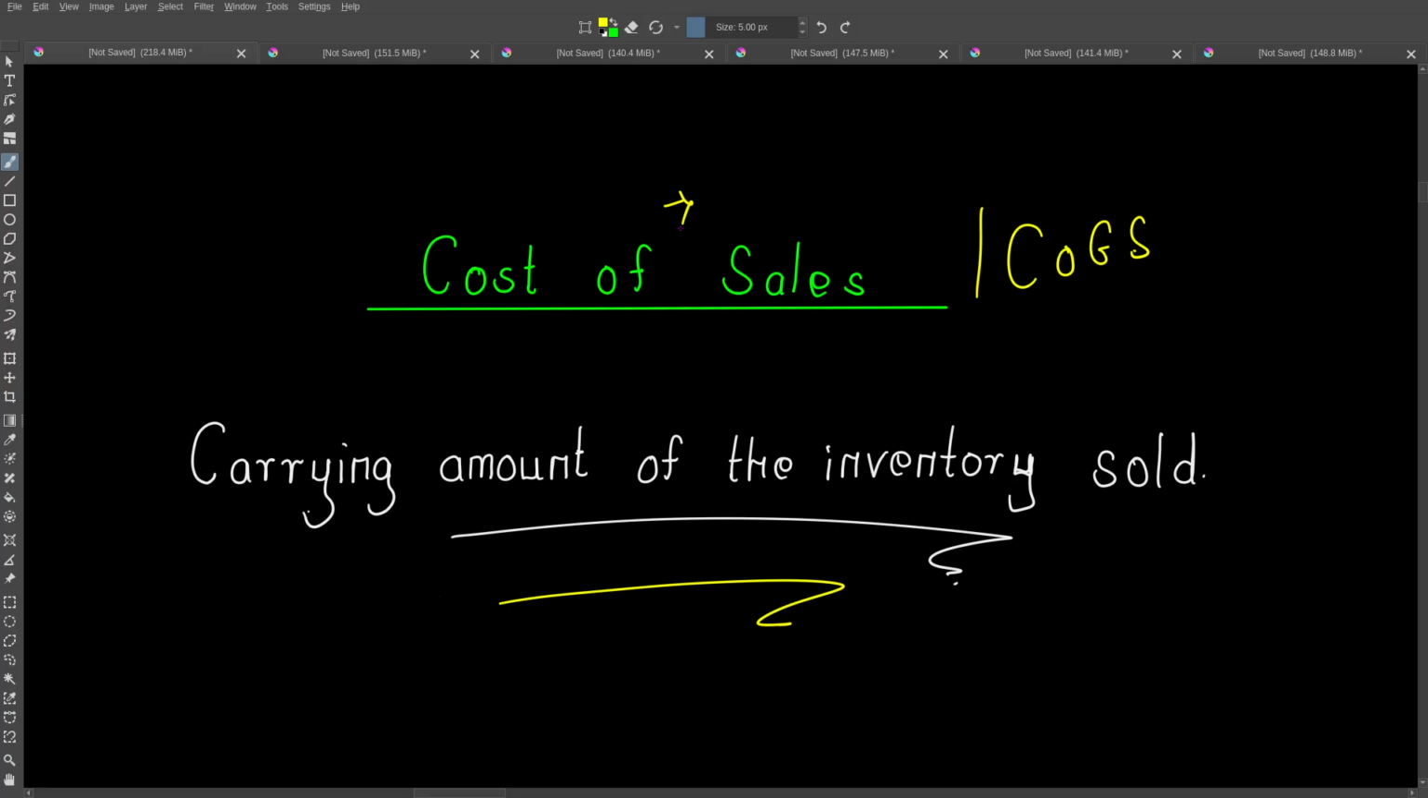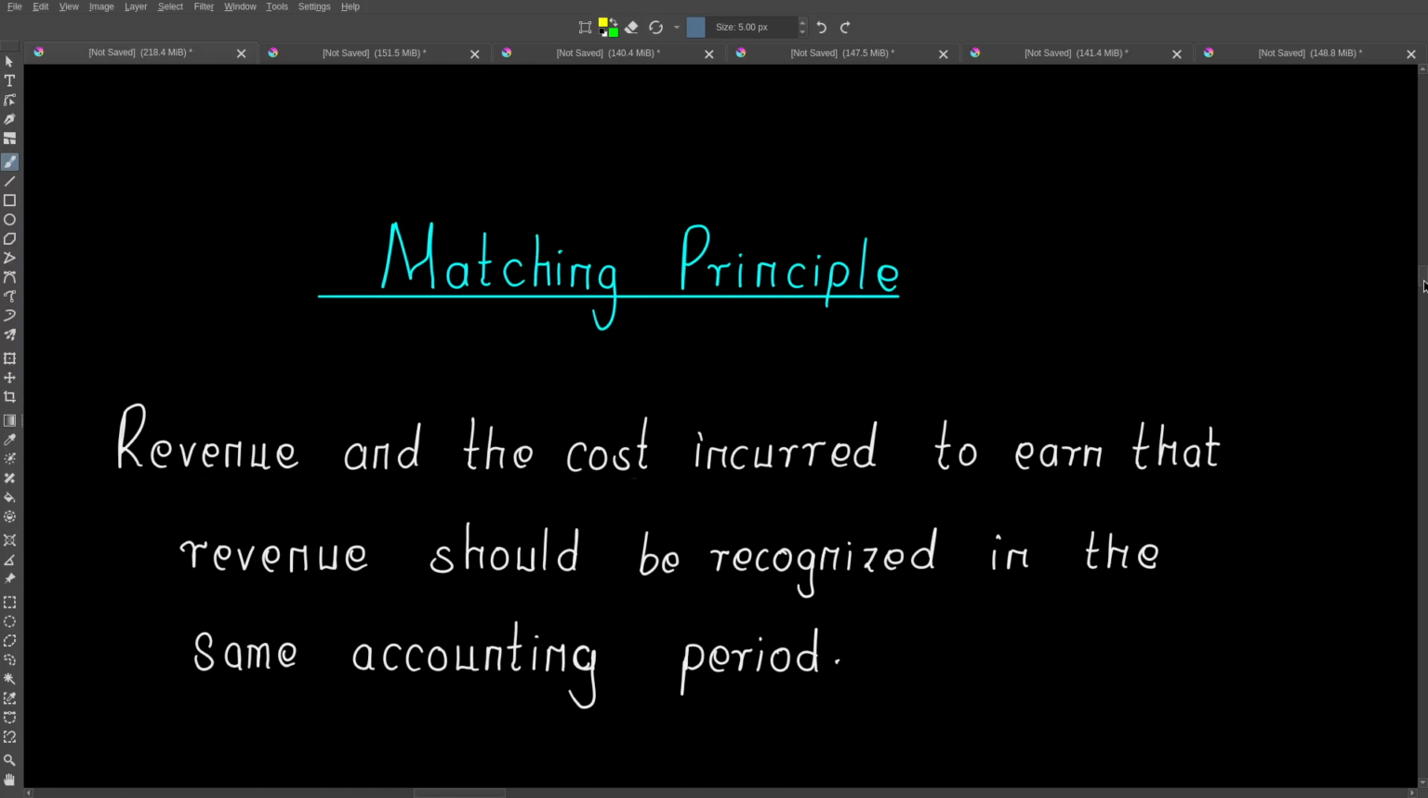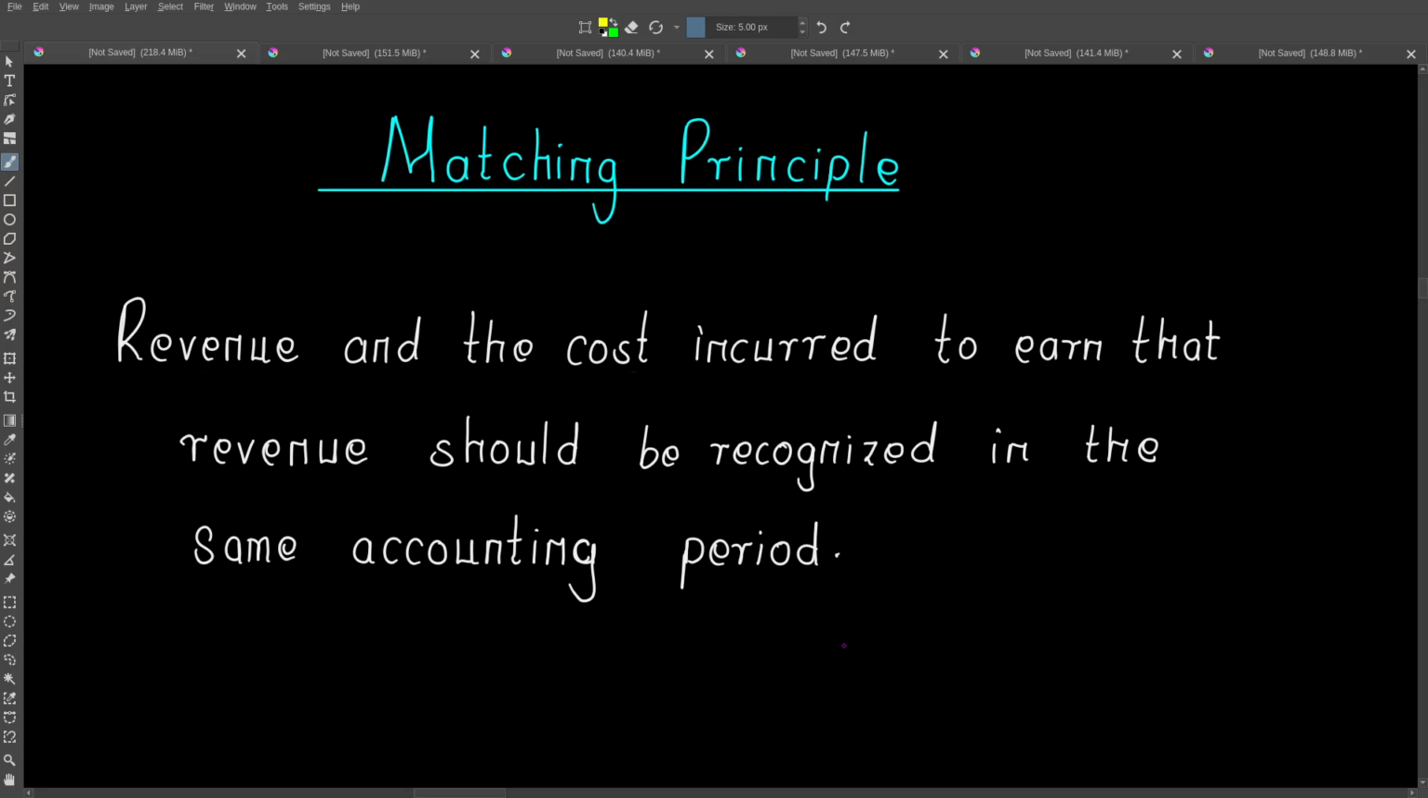And the moment you sell, you need to recognize the cost of sale, which is an expense. So you no longer recognize those goods as inventory because they have moved out, but now you recognize it as a cost of sale, which is an expense. Why? Recall the matching principle. It requires us to make sure we recognize the cost incurred to earn that revenue that we have generated.